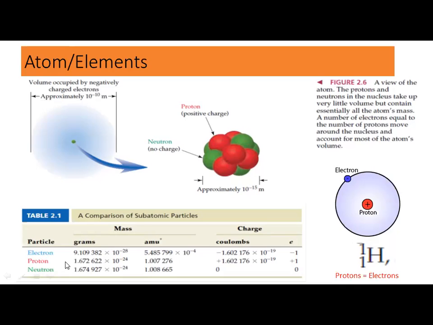And what is the proton? Proton is 1.627 x 10^-24. And neutron is 1.674, a little bit the same as compared to the protons, x 10^-24. Other differences we will explore further today. What is this? This we call the atomic mass unit.